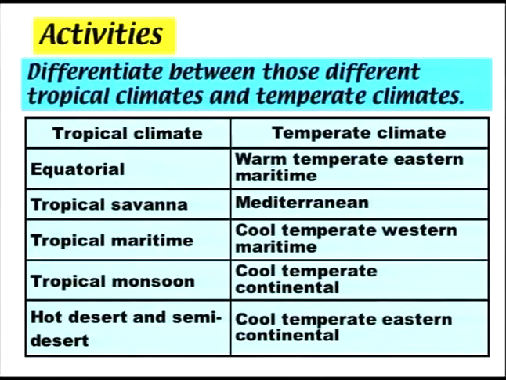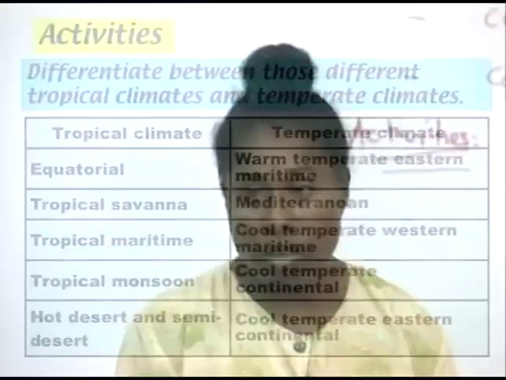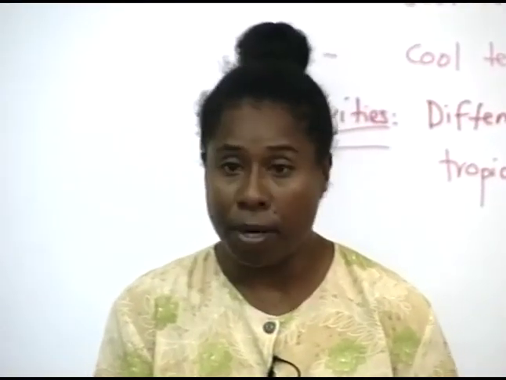Then you do the same for the temperate climates. What is the difference between a warm temperate eastern margin from a cool temperate western margin? Or what is the difference between a Mediterranean from a cool temperate eastern continental type climate? And if you can differentiate, then definitely you have understood what we have looked at on climates, location of climates, and also characteristics. Okay, and with that, class, if you can stand up now.